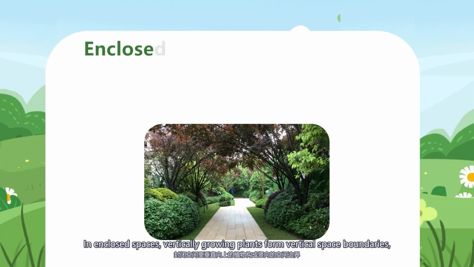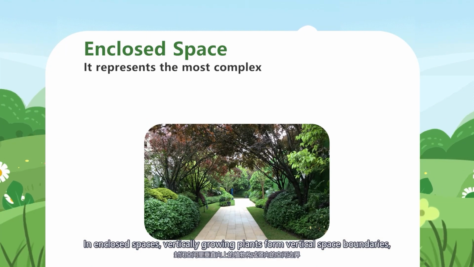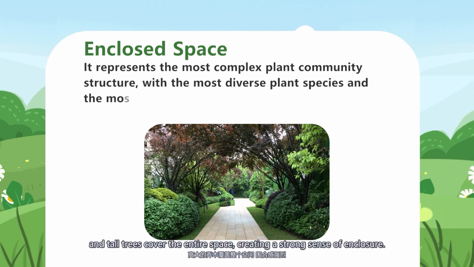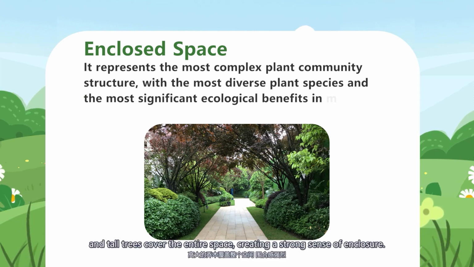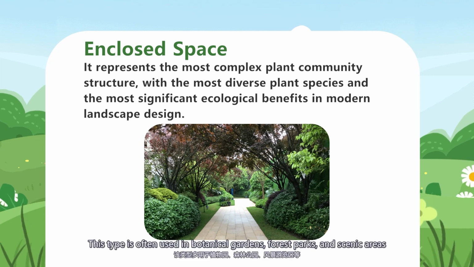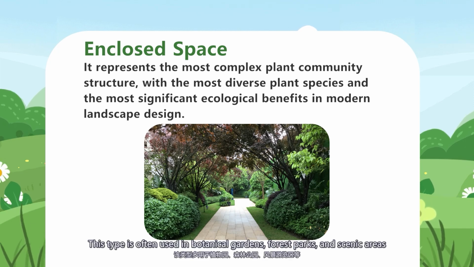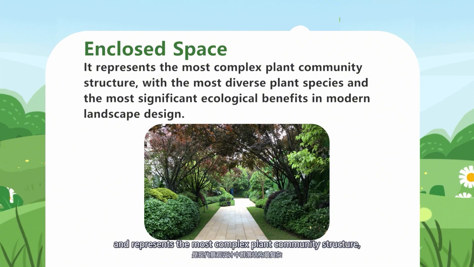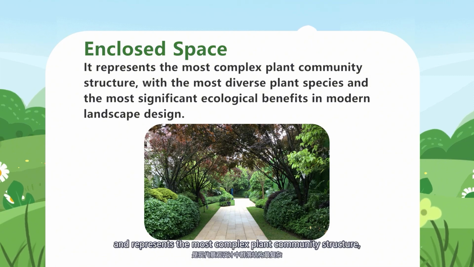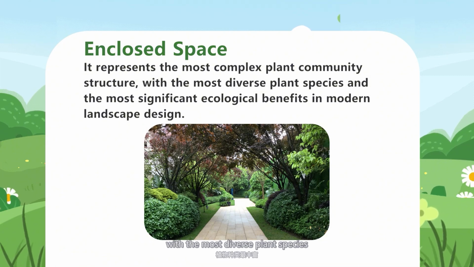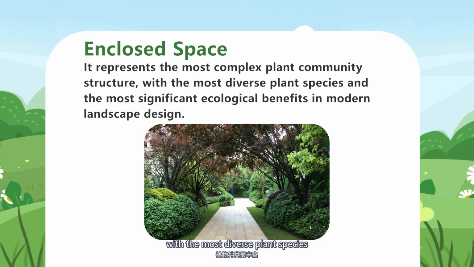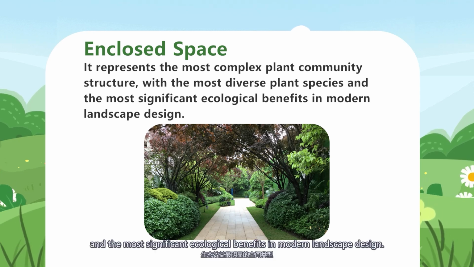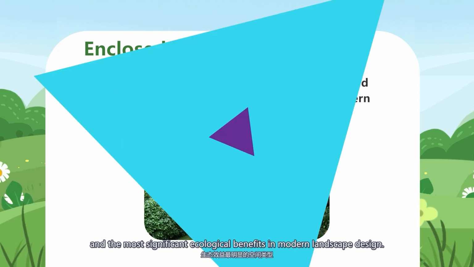In enclosed spaces, vertically growing plants form vertical space boundaries, and tall trees cover the entire space, creating a strong sense of enclosure. This type is often used in botanical gardens, forest parks, and scenic areas, and represents the most complex plant community structure, with the most diverse plant species, and the most significant ecological benefits in modern landscape design.